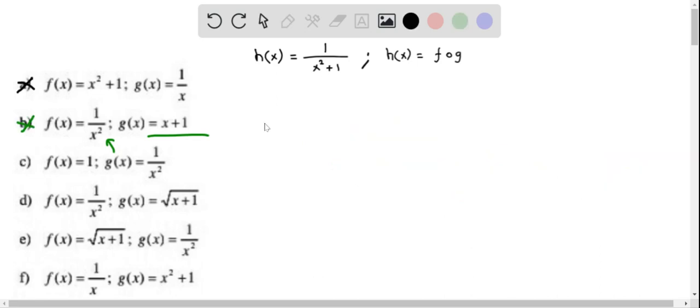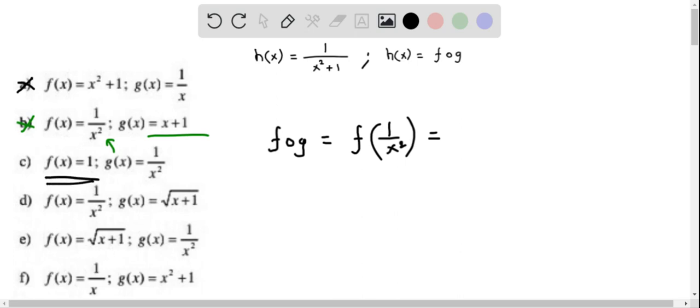Let's verify choice C. Here we have g of x equals 1 over x squared and f of x equal to 1. So when we find f of g, we'll get f of 1 over x squared. We have f of x equal to 1, so there is no place where we can replace x, and this means f of 1 over x squared is always 1. So this is not equal to h of x. So we see that answer choice C is not correct.